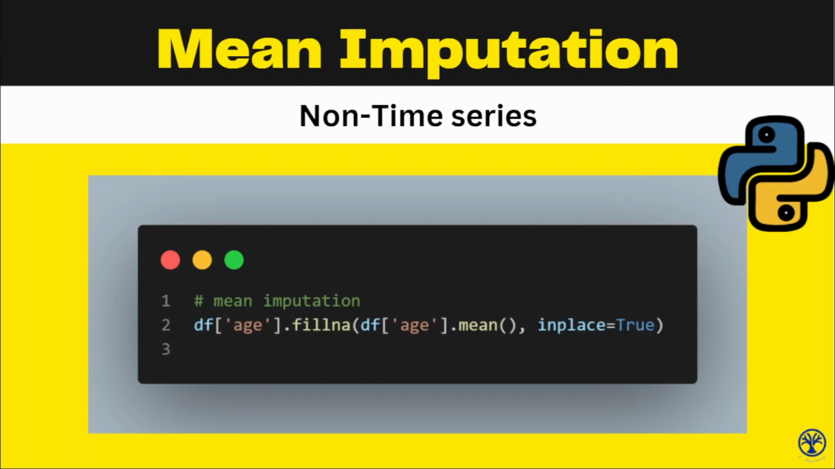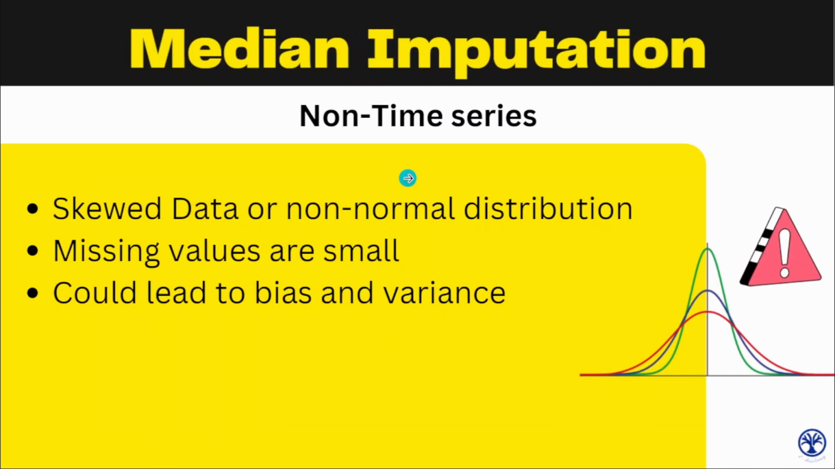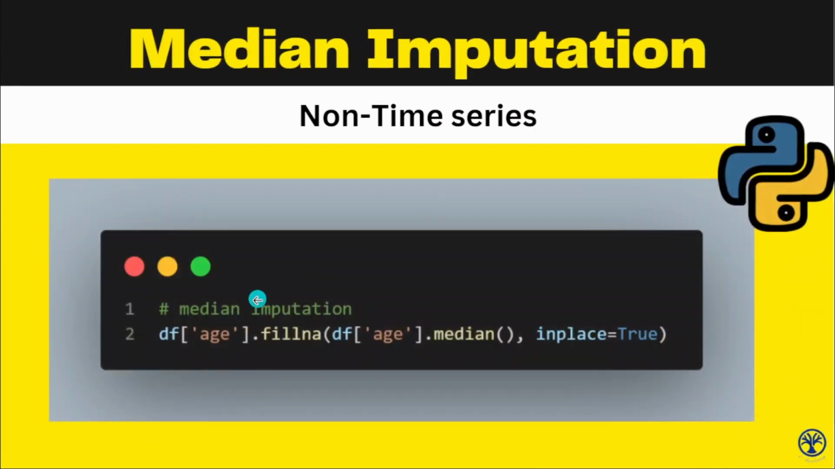Alright, so the next is the median imputation that we again use in non-time series data. And you have to use the median imputation if your data is skewed or it is not acting as a normal distribution. It is also important that your missing values are really small because you can't impute a lot of missing values with the help of median imputation. Obviously, it could lead to different sorts of variance in your data. And in Python, how we can do that: the same command, just like we fill with the mean, we can do the median. The command is all the same for the median as well.